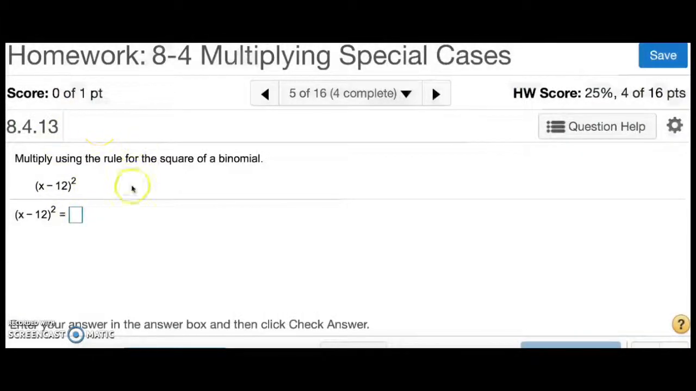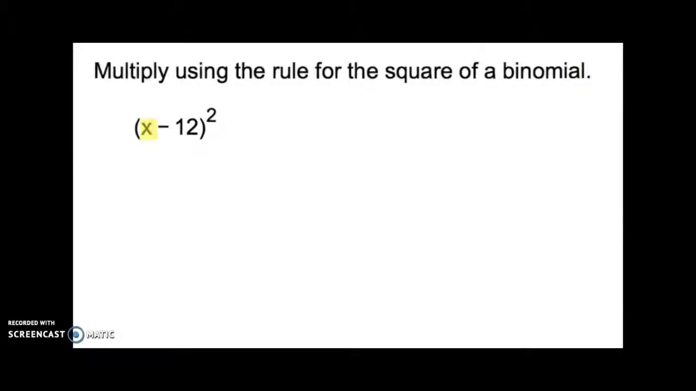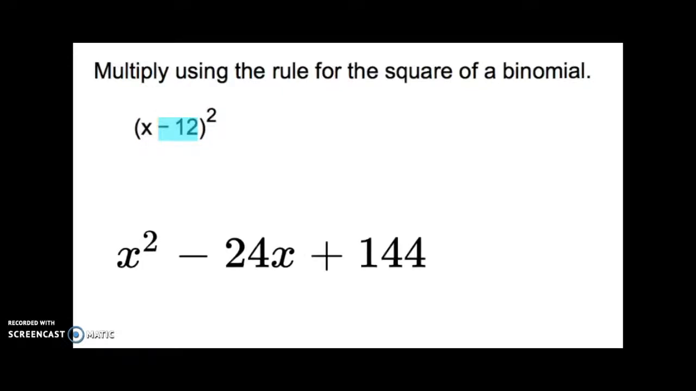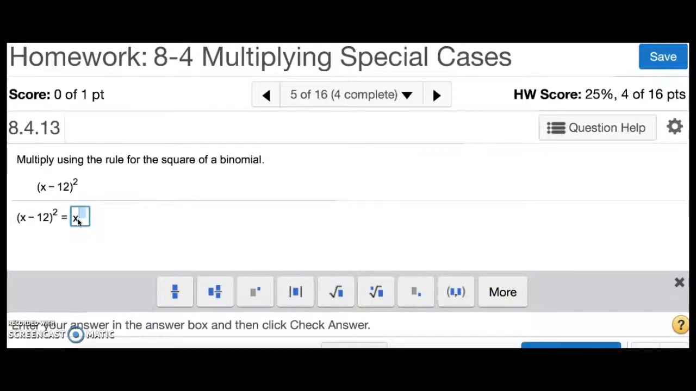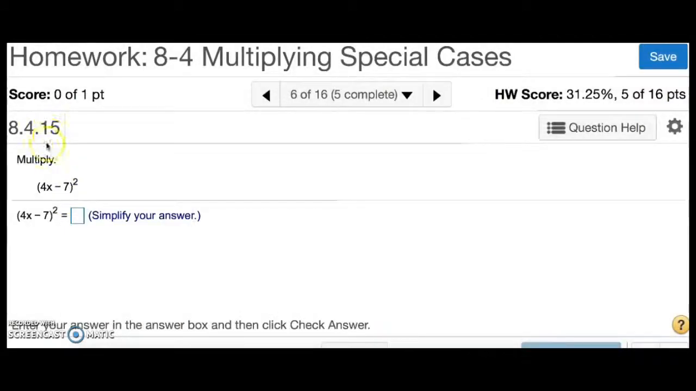And that's number 4. Number 5, it says multiply using the rule for the square of a binomial. So that's what we just did. So let's do it for this one. The first step would be to square the first term, so that will be x squared. Then we multiply the two terms together and double it. So that would be negative 12x, doubled, which will be negative 24x. Then we square the last term, which gives us 144. So my answer is going to be x squared minus 24x plus 144. So let's type that in. So we have x squared minus 24x plus 144. And that's number 5.